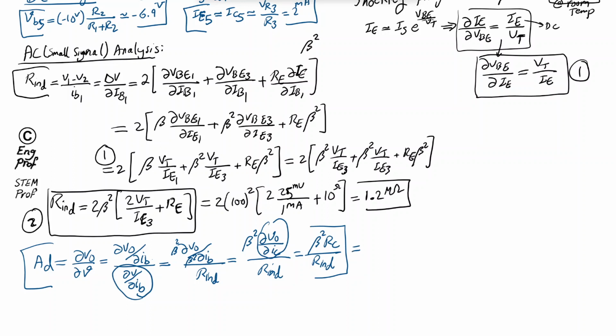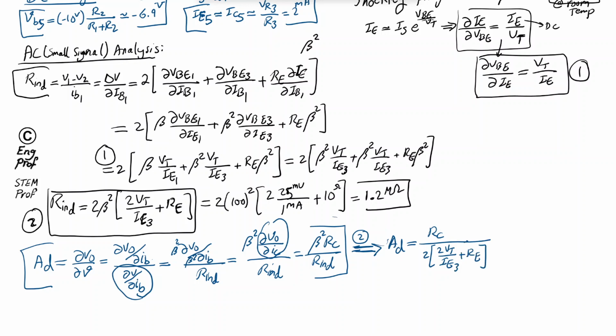Let's try it. For instance, I can substitute using equation 2 before even trying to compute it. For R in D, I'm substituting this one. It has beta squared in the denominator, and that would cancel out with the beta squared in the numerator. So what I get is that AD, the differential mode voltage gain, is simply RC divided by 2 times (VT over IE3 plus RE). So that's the alternative formula.